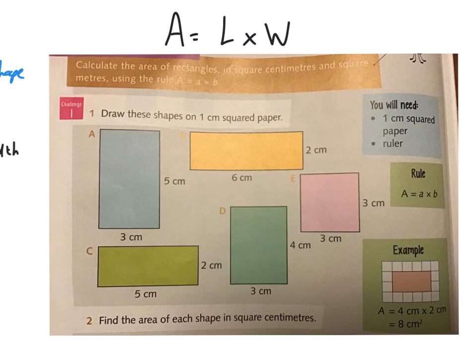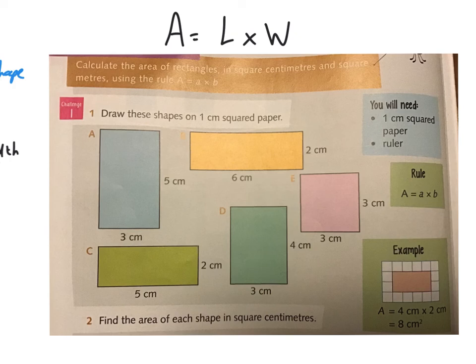So as we look through our challenges today, we're always going to remember this formula. Area equals length times width. Challenge 1 says draw these shapes on 1 centimetre squared paper, which you all have in your maths classwork books. When you draw that on 1 centimetre squared paper, it will help you to see the centimetre squares inside your shape, and you'll be able to see what we mean whenever we say a shape is 10 square centimetres or 16 square centimetres or whatever.